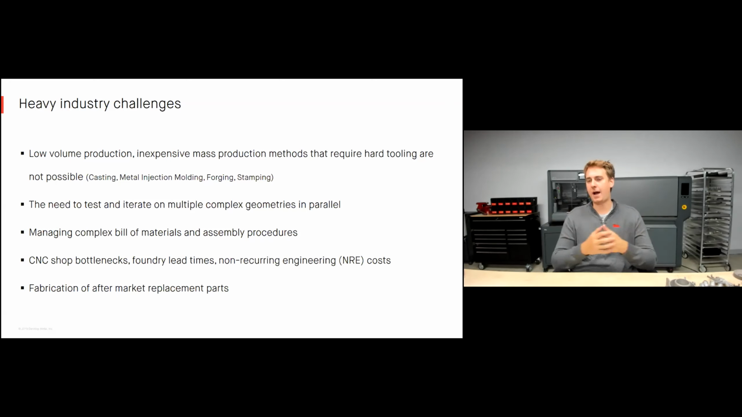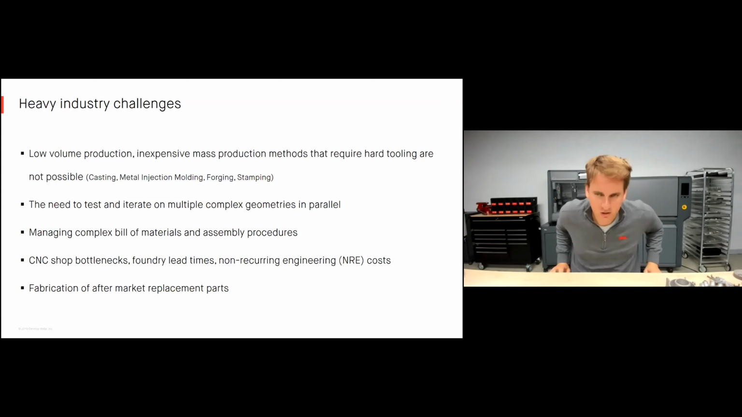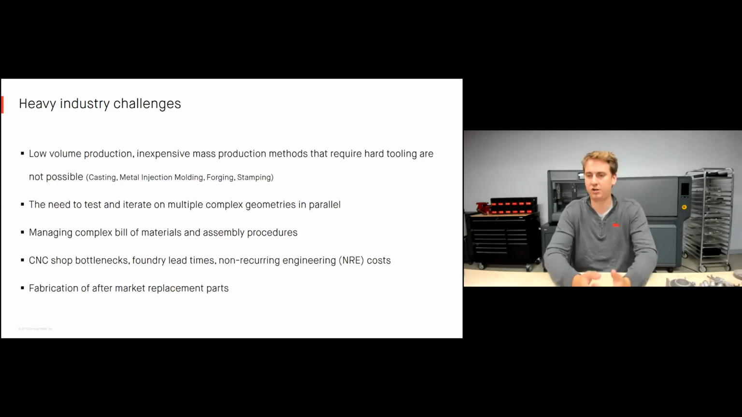And then of course, aftermarket parts. In heavy industry especially, we're making these very large machines. They're expected to be in production for a long, long time. They're supposed to operate for a long, long time. So if a part were to break, if a part were to need to be replaced, it needs to be done quickly. It needs to be done affordably. So these aftermarket parts can be quite difficult to produce, especially if that part was originally produced with one of these mass production methods like casting, metal injection molding, forging, or stamping. Because the tooling no longer exists, it's very difficult and very expensive to reproduce those parts.